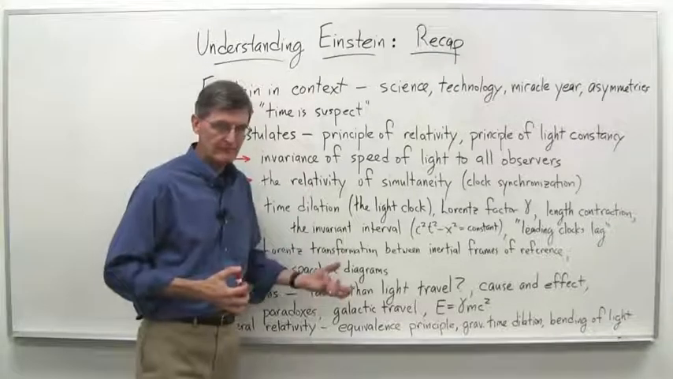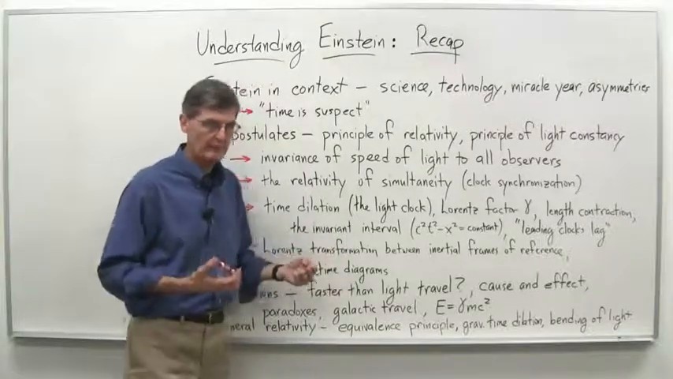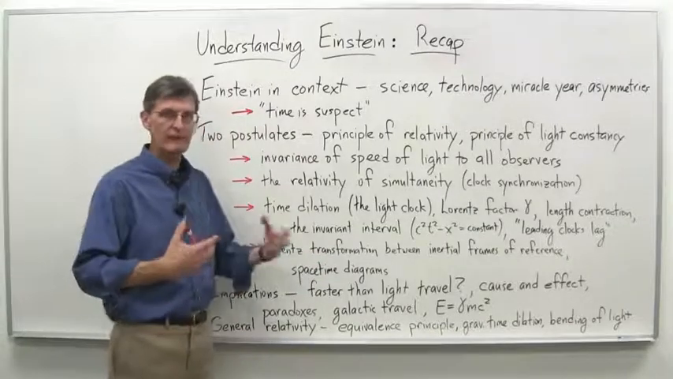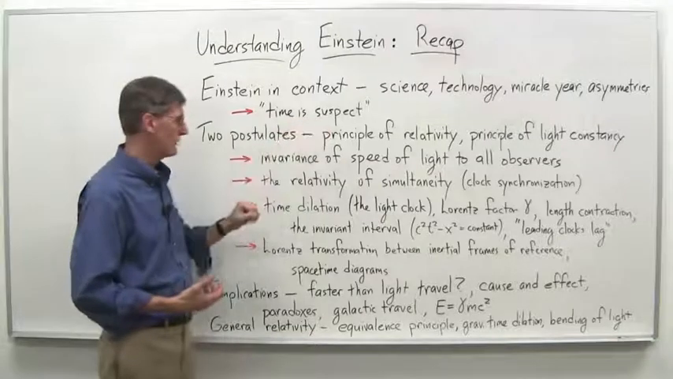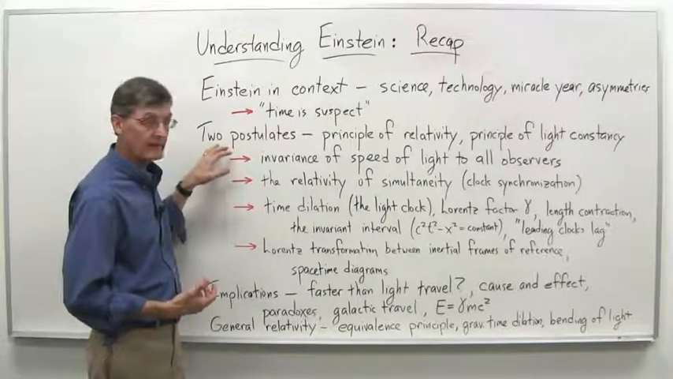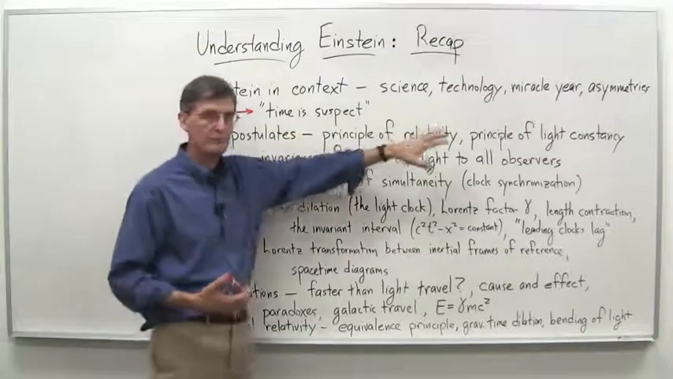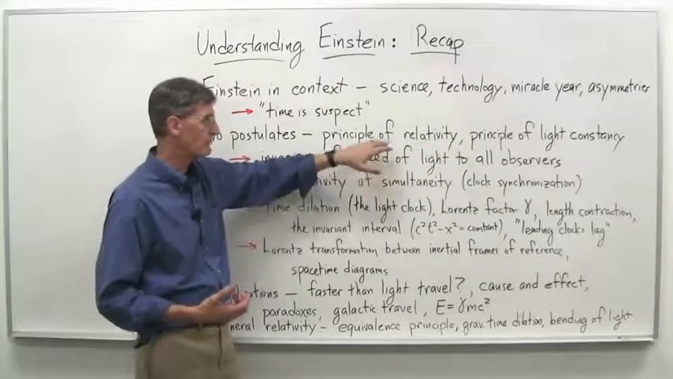And then out of that, through some conversations with his friend Michele Besso, you may remember his flash of insight that time was suspect, as he later termed it. So what he then did is he took two key principles that were well established in physics. One, the principle of relativity.